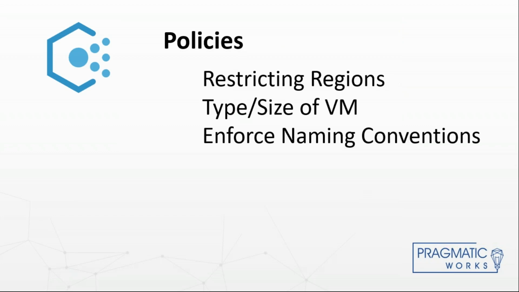Some of the other reasons that you might want to use policies are to restrict the region that your items are deployed to. Like I said before, sometimes there are resources that are only available in specific regions. So you might have a policy that says if your group is deploying one of those things, it checks to make sure that it's in a region that allows it. Types and sizes of virtual machines. Perhaps for your development team, you want them to be able to create virtual machines, but they can only create a pretty small one. You don't want a big beefy box in your development environment. And you can enforce naming conventions with the policies.